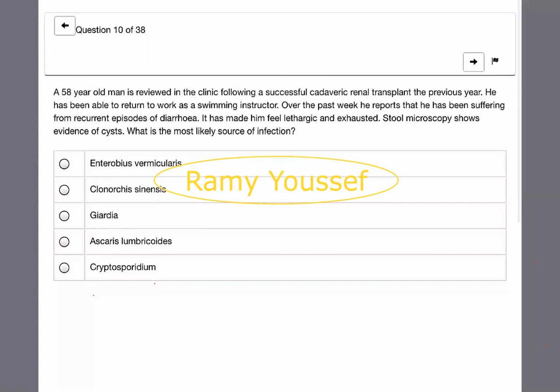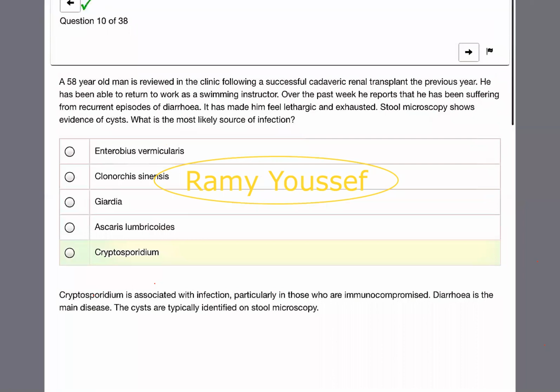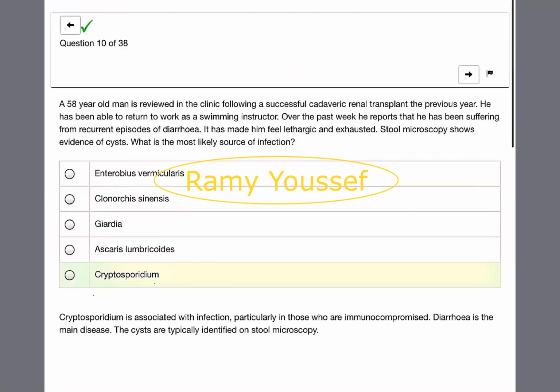Cryptosporidium is the most common in immunocompromised patients, HIV patients, and patients on immunosuppressive drugs, especially post-transplant. And it is characterized by cysts in the stool microscopy. So simple: a post-transplant patient with diarrhea, Cryptosporidium, and they have cysts.